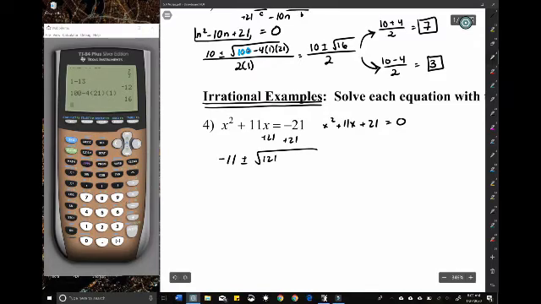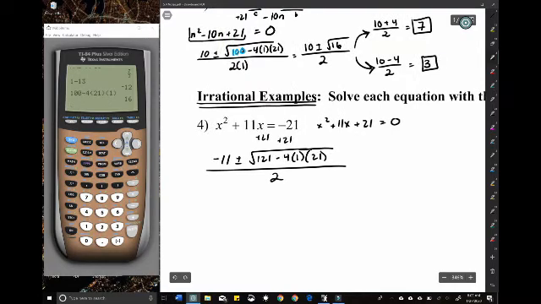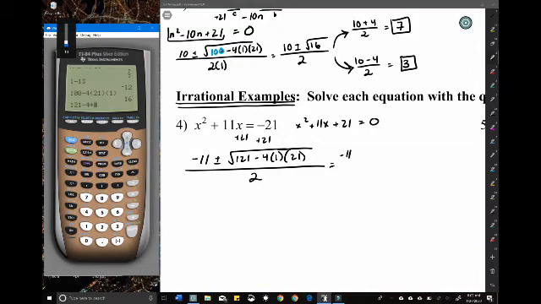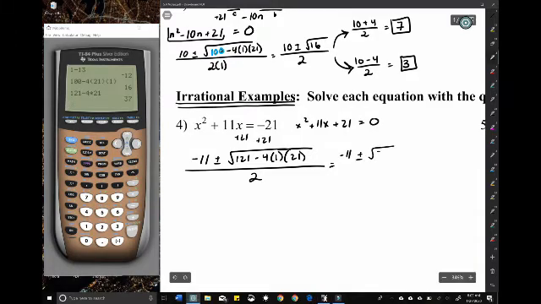So 121 minus 4 times a times c all over 2 because it's just 2 times 1. And let's see what we get. Negative 11, 121 minus 4 times 21 is 37. Okay, I typed that in okay. Negative 4 times 21, yes. Plus or minus root of 37 all over 2.